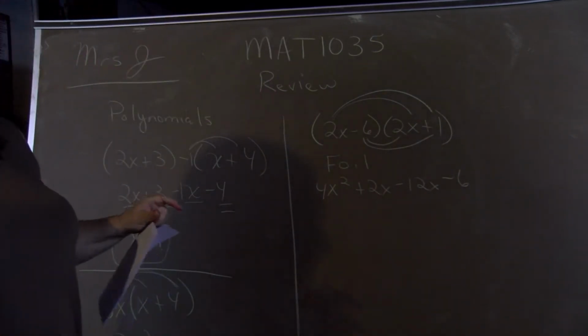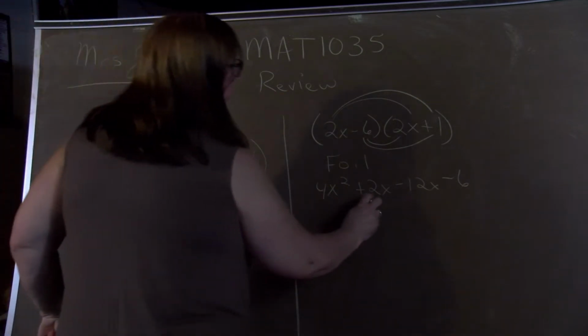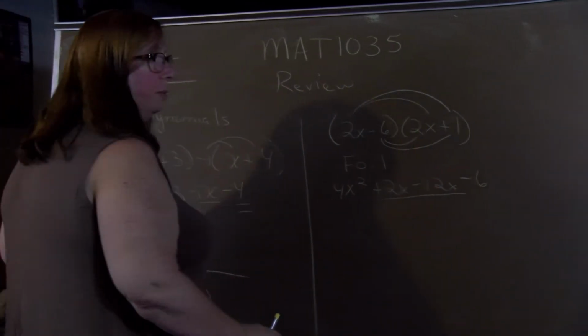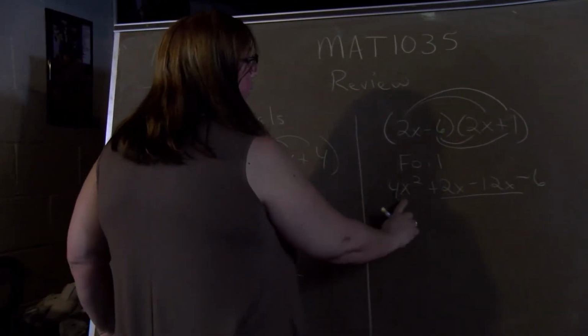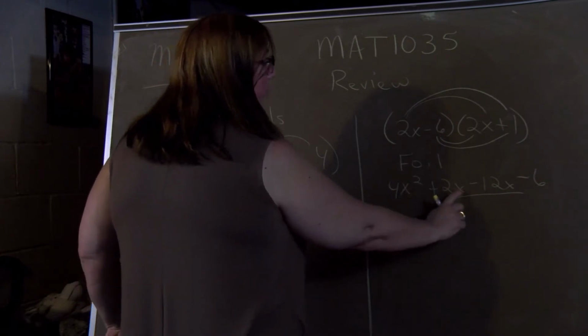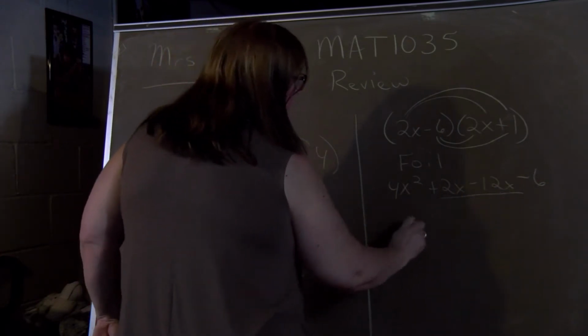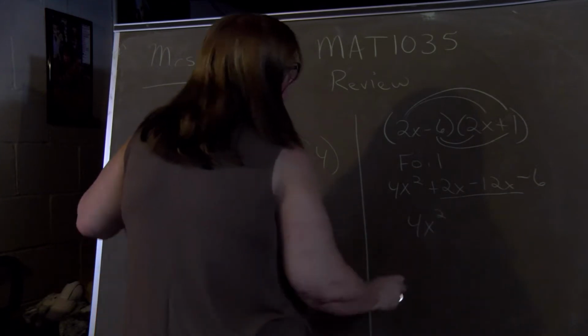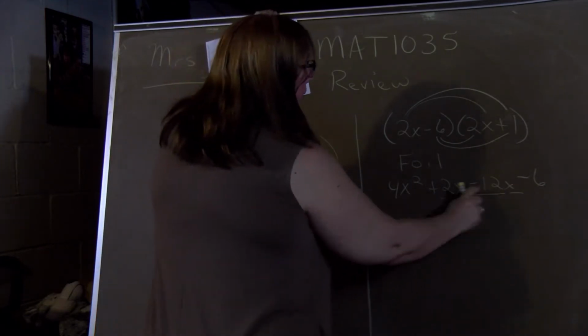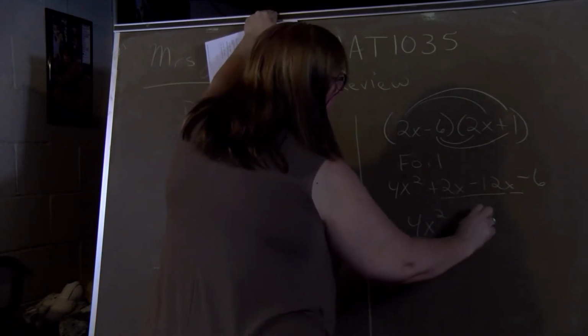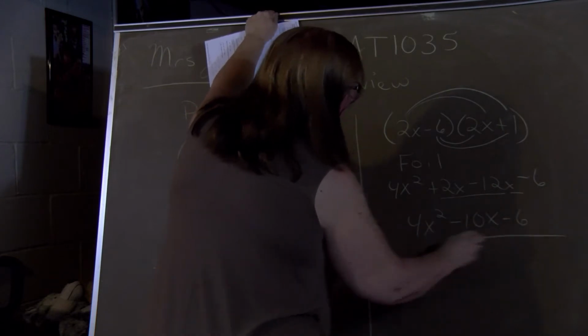Now in most cases when you're doing this, the two middle terms will be like terms, so you can combine them. This is not a like term because it's x squared, and these are only x to the first. So we have 4x squared, combining these two, a -10x minus 6.